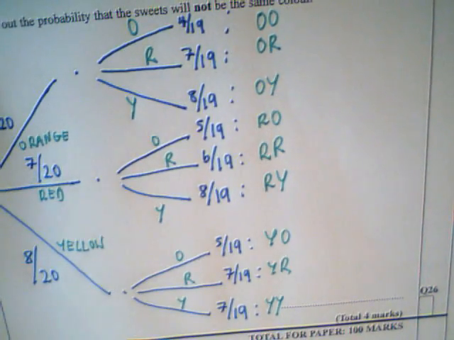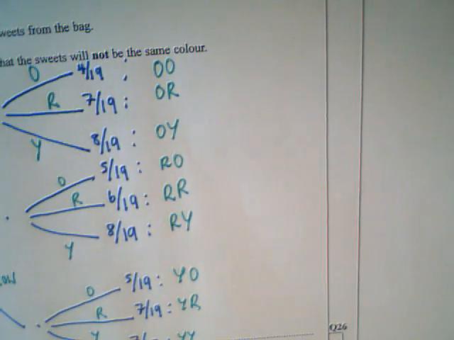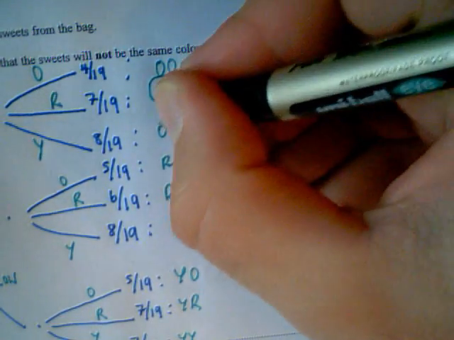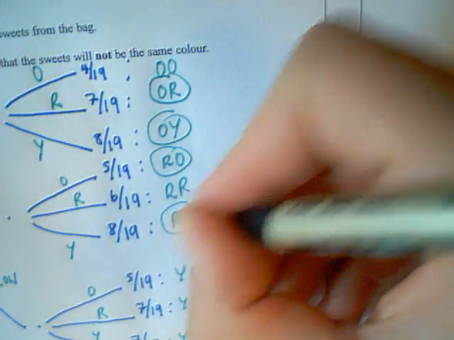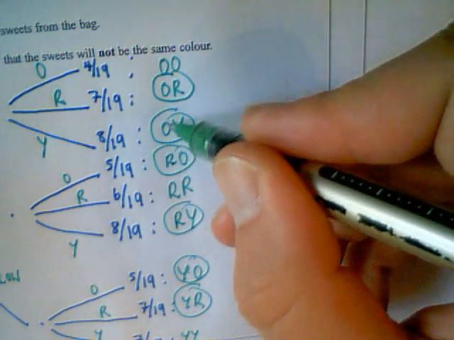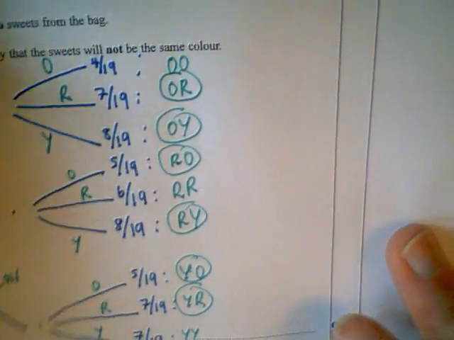And it asks, work out the probability that the sweets will not be the same colour. Okay, so we're looking for where they're not the same colour. So which ones can we identify? This, this, this, that, that, and that. So 1, 2, 3, 4, 5, 6. Okay, at this point I'd like to pause and illustrate that there's 2 ways which you can go about it. Let me just move on to this piece of paper here because there's not enough room.